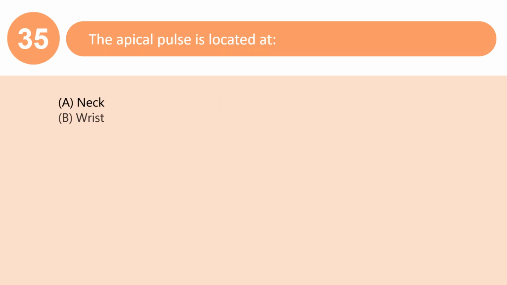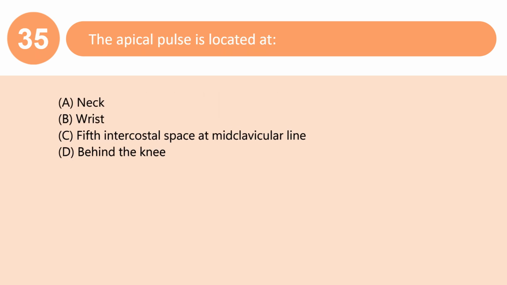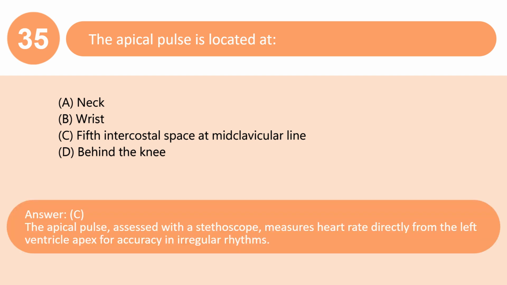The apical pulse is located at A. Neck, B. Wrist, C. Fifth intercostal space at midclavicular line, D. Behind the knee. Answer C. The apical pulse, assessed with a stethoscope, measures heart rate directly from the left ventricle apex for accuracy in irregular rhythms.